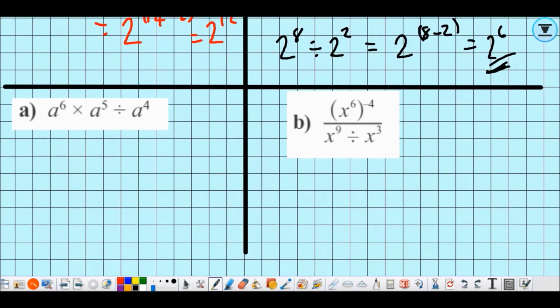Let's look at part A here. A to the power of 6 times A to the power of 5, rule 1. So A, 6, add 5, is going to give me A to the power of 11. Then I'm going to divide it by A to the power of 4. A to the power of 11, take away 4, is going to give me A to the power of 7.